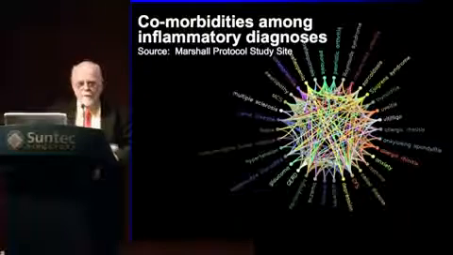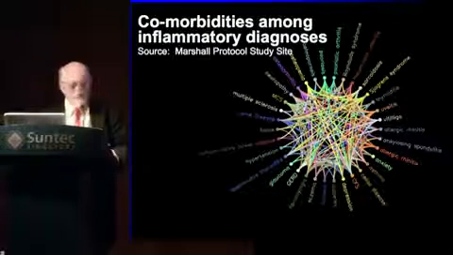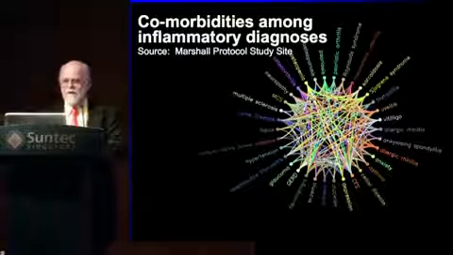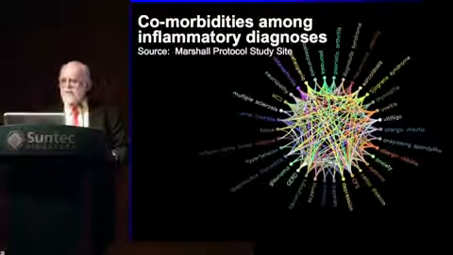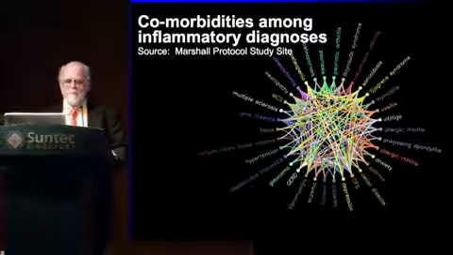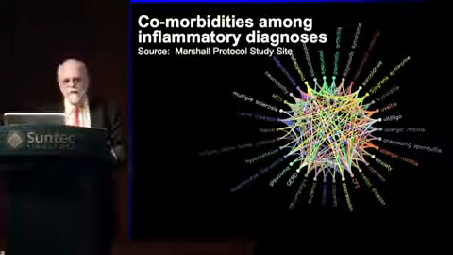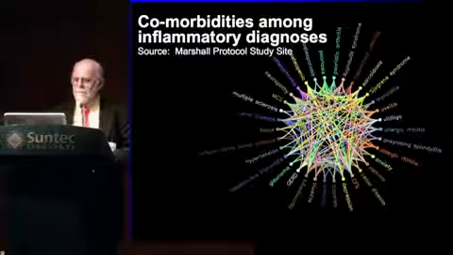You know, 30 years ago, when I first started getting interested in autoimmune diseases, one of the things that really fascinated me about all the autoimmune diagnoses is how similar they are. What we've done on this chart is we've plotted comorbidities amongst the inflammatory diagnoses in a study cohort, a 7-year study that we've been running.